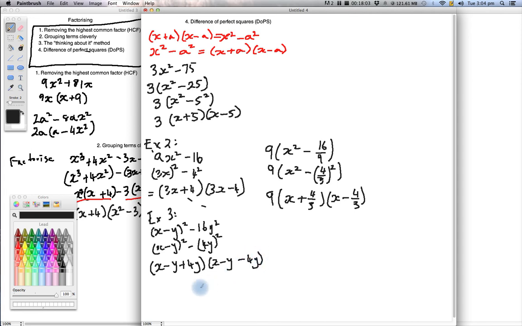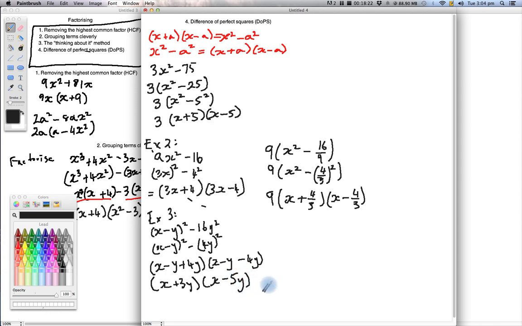And now it's just a matter of simplifying this down. X minus y plus 4y is plus 3y. X minus y minus 4y is x minus 5y. There we go, we are done.